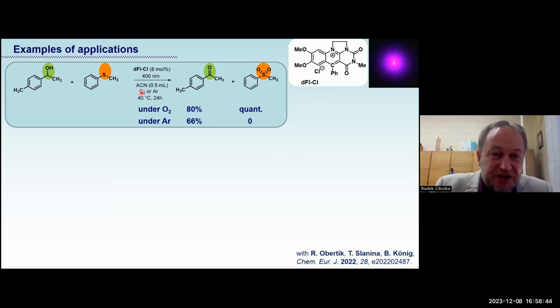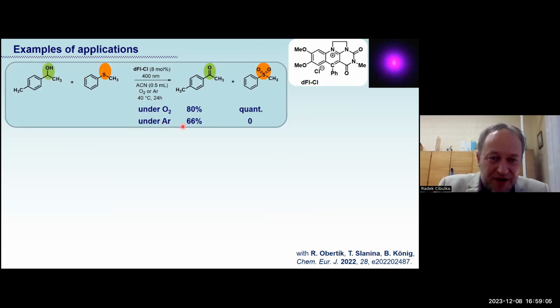So it means we need only catalyst, light, and solvent, not oxygen. When we compared the experiment under oxygen and under argon, you can see nice chemoselectivity, because under oxygen, we are oxidizing both alcohol and sulfur.